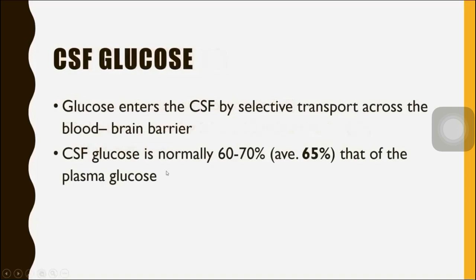Next, we have CSF glucose. Again, CSF glucose is one of the chemicals that are limited or regulated when being transported to the CSF. So the glucose enters the CSF by selective transport across the blood-brain barrier. So CSF glucose usually mas mababa yung amount niya as compared with the plasma glucose. So usually it is 60 to 70%, average of 65% of the plasma glucose. Take note again, 65% lang of the plasma glucose.